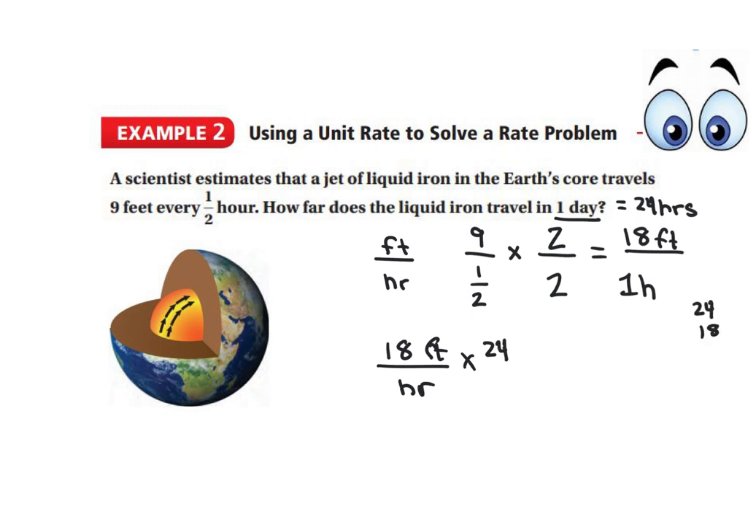24 times 18. 8 times 4 is 32. 8 times 2 is 16, and 3 is 19. 1 times 4 is 4, and 1 times 2 is 2. We get 432 feet per day.